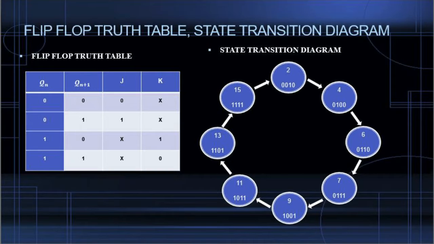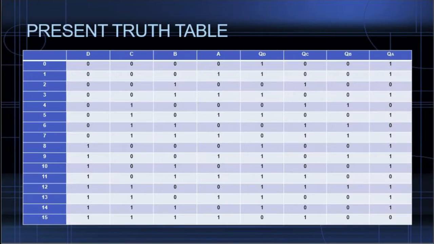So now I will explain the truth table for this project. First we need to find the DCBA for the truth table, and then through the DCBA we will find the QD, QC, QB and QA, which is the output. As you can see in the state transition diagram, we will get the output as 2, 4, 6, 7, 9, 11, 13 and 15.